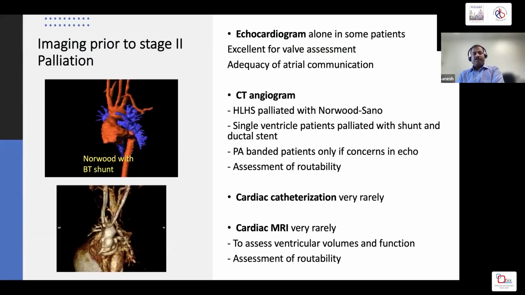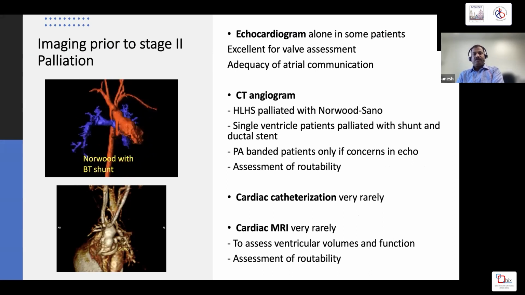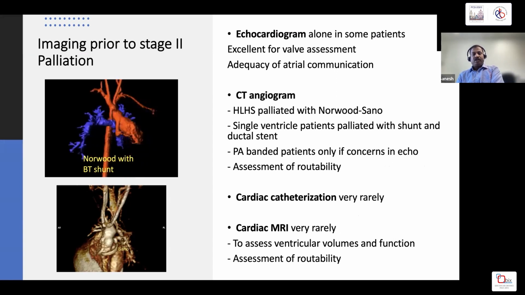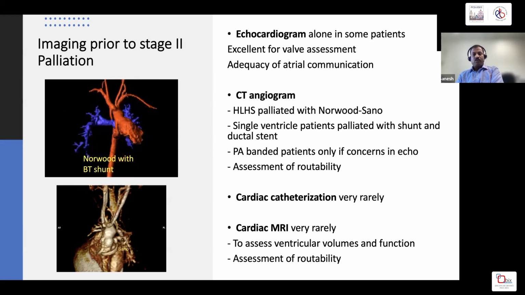So the current practice prior to stage 2 in our unit is echocardiogram alone. In some patients, we always assess for the adequacy of atrial communication just to make sure that it is adequate. Otherwise, the patient undergoes atrial septectomy at the time of bidirectional Glenn. CT angiogram is routinely done for all patients with hypoplastic left heart and those single ventricle patients palliated with shunt and ductal stent. In PA banded patients, only if there are concerns on echo, we do CT angiogram. And if there is a question of routability for achieving biventricular repair, we do CT angiogram. But if the question is both ventricular volumes, function, and routability, then we use cardiac MRI. Cardiac cath is very rarely performed.